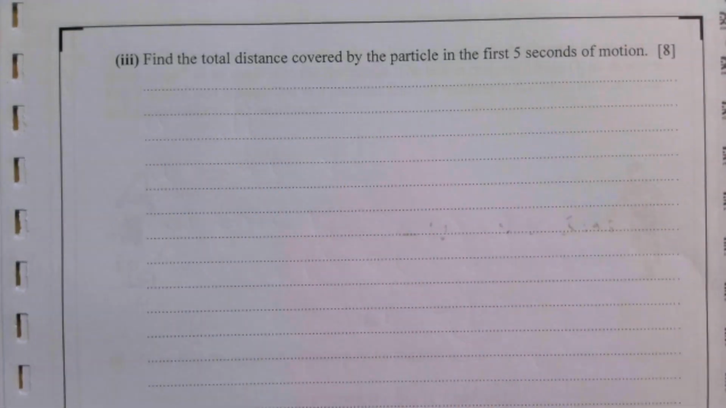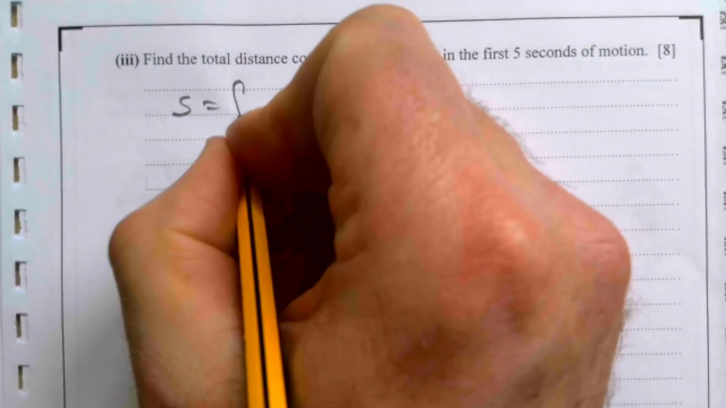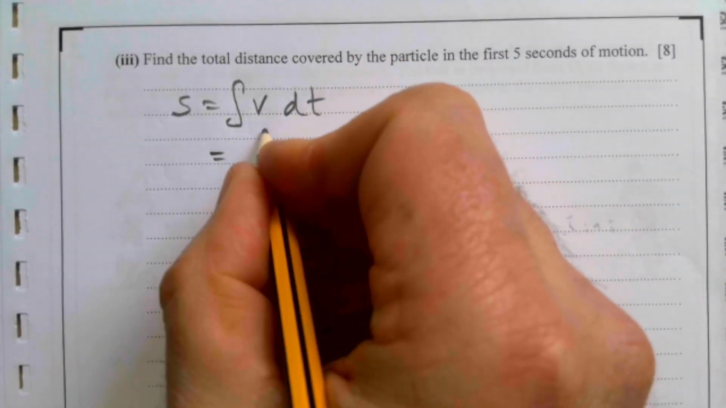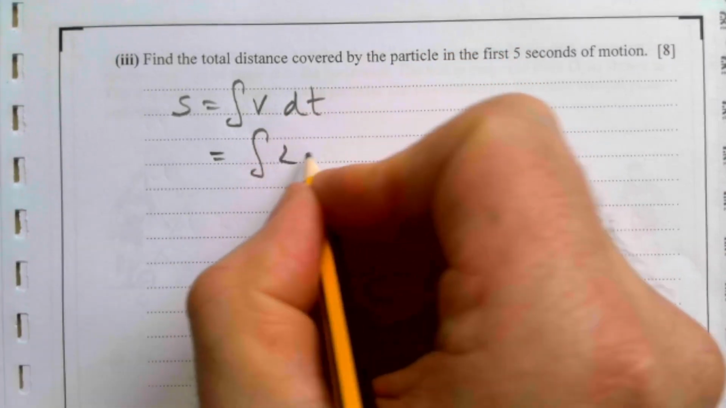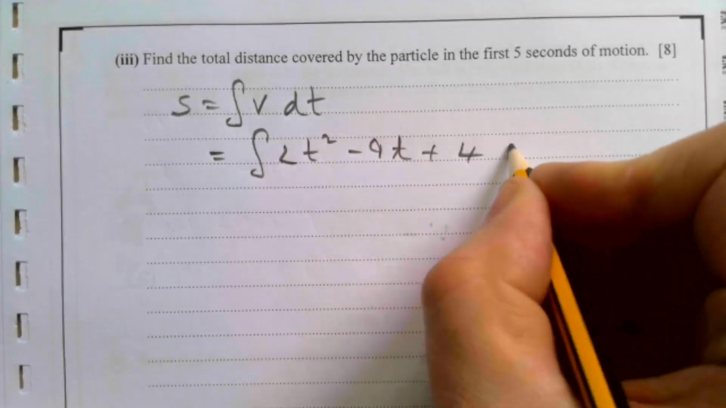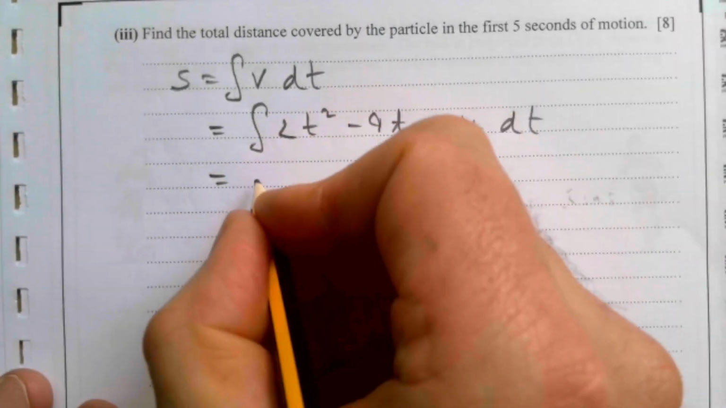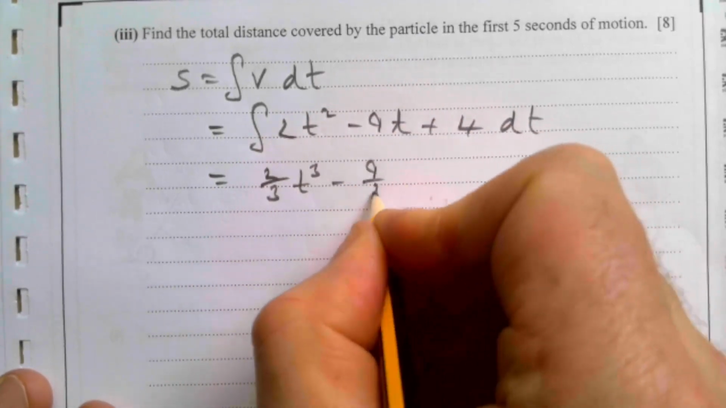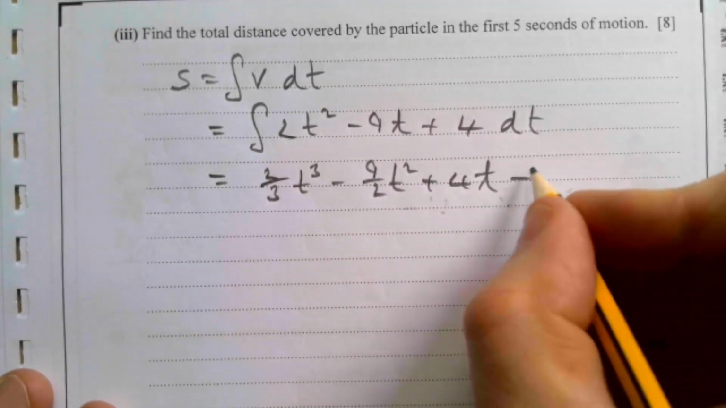However, to work out our s, we need to work out the integral of v. So it's going to be the integral of, what's my v formula? 2t squared minus 9t plus 4 dt. So that gives me 2 over 3 t cubed minus 9 over 2 t squared plus 4t plus c.